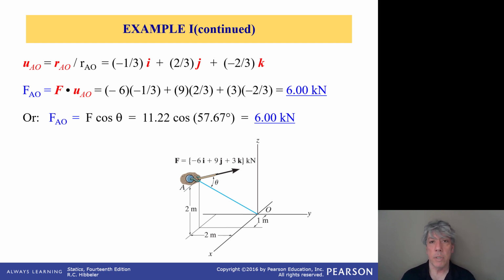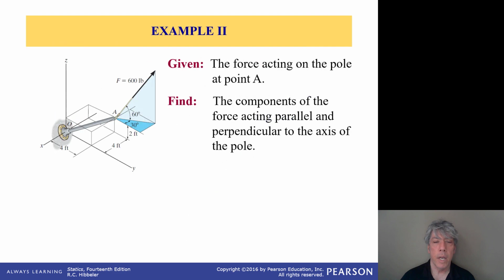So we've done everything that was asked of us. We found the angle between the force and the position vector, and we have calculated how much of force F lies along line RAO. Now, if we wanted to in that problem, we could actually continue and calculate the vector, the rest of the force that is perpendicular to that line, but we didn't do that.